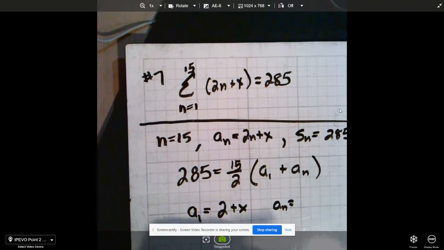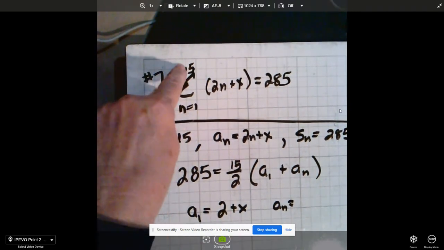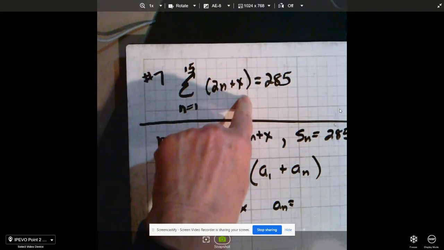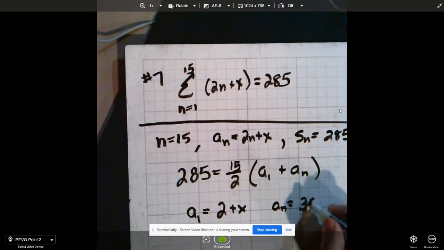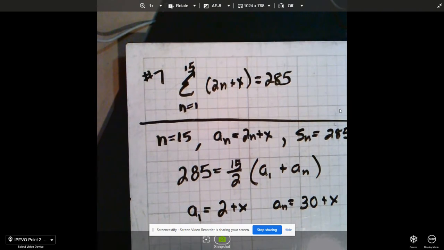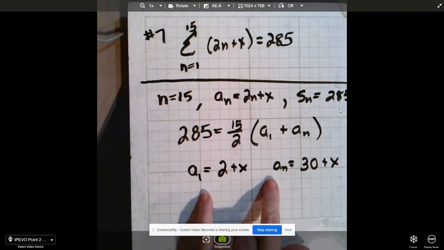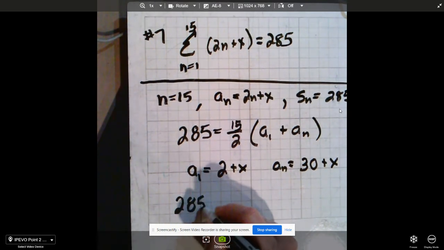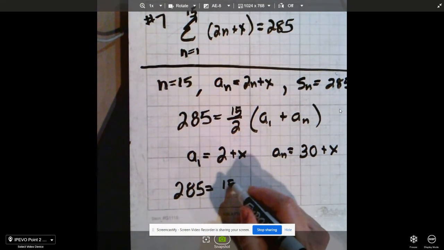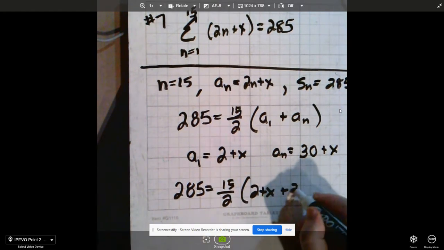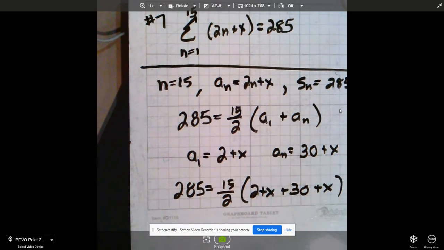I know the last term would be, well, if I filled in 15 for n, that would be my last term. So 2 times 15 plus x would be 30 plus x. So I don't really know what a1 and an are, but I can write expressions for each one of those. Now that I have an expression for each one of those, let's plug that in here. So I have 285 equals 15 over 2 times 2 plus x for a1 plus 30 plus x for an.